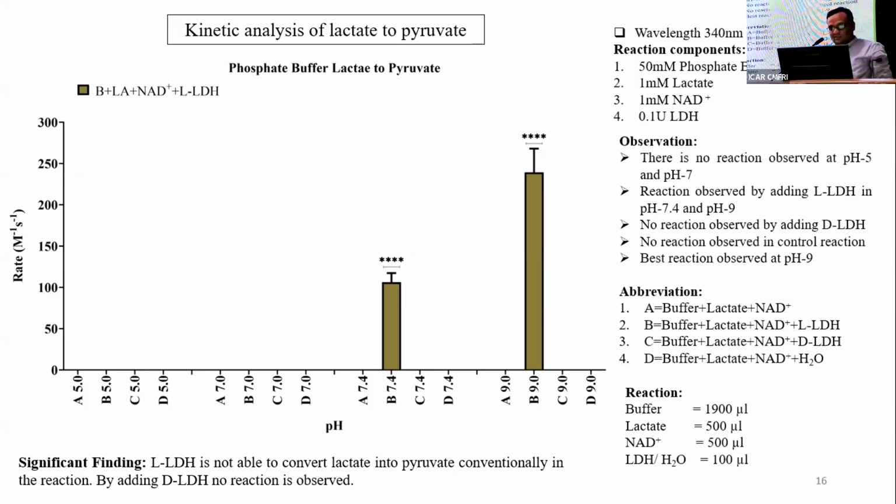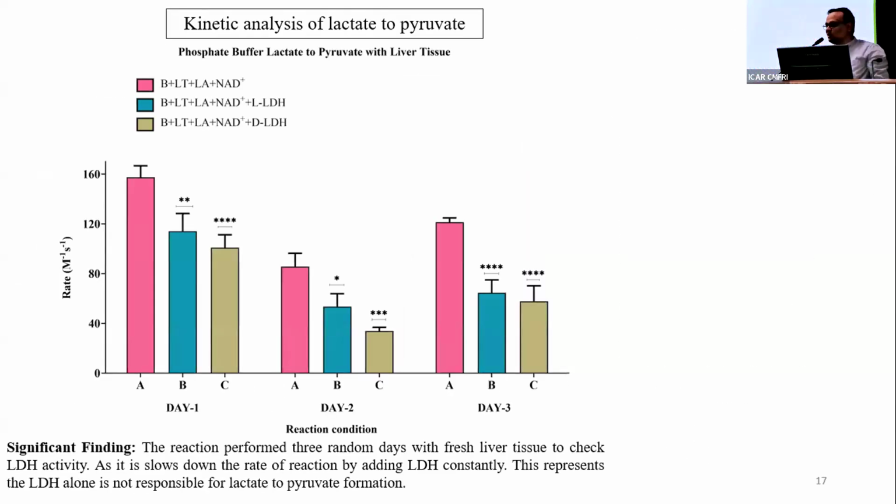Now, if we go on, liver tissue was taken, liver lysate, and NAD plus was added to check for NADH formation. La is lactic acid, LT is liver tissue lysate, B is buffer, and NAD plus was added, which means it should become NADH, right? If you add LLDH and DLDH, both of them are doing something amazing. They are messing up NADH formation. NADH formation is going down.